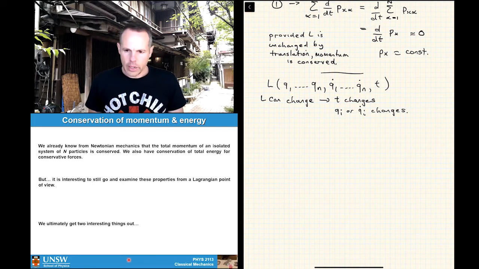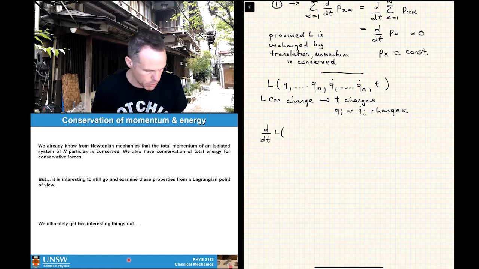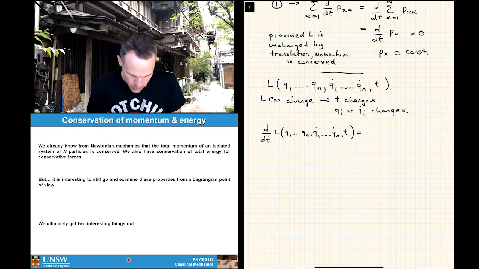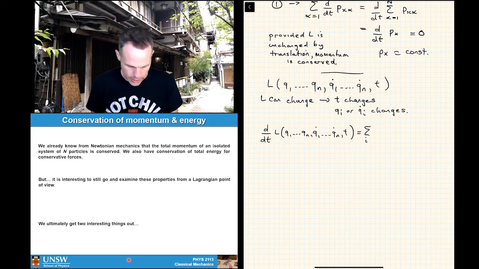What we need to do here is get dL on dt. And we're going to do this using the chain rule which we introduced in previous lectures, okay? So it's going to be sum over i, and we're going to deal with the case where the Qi term changes here, okay?